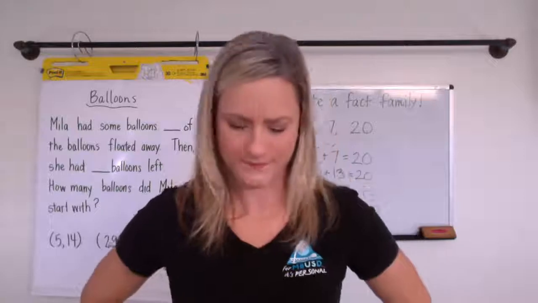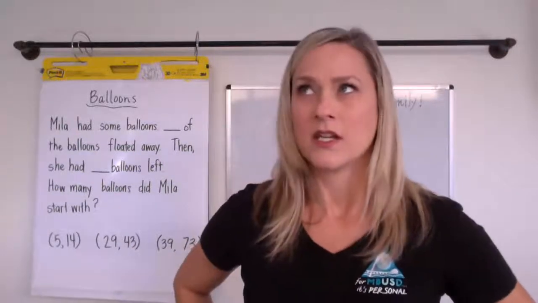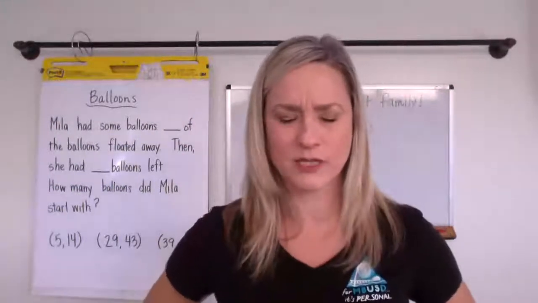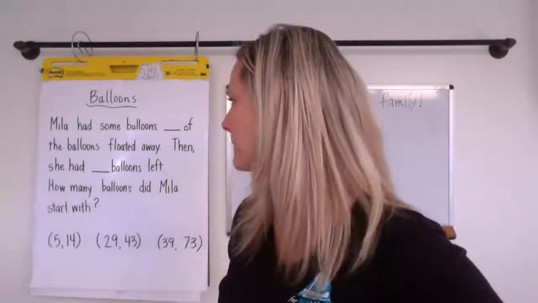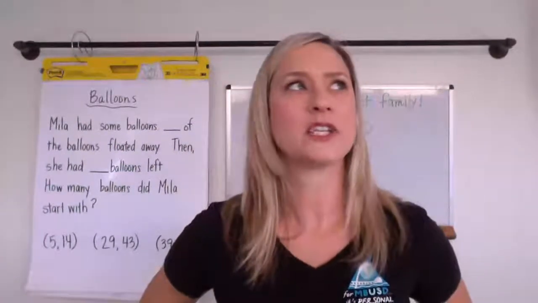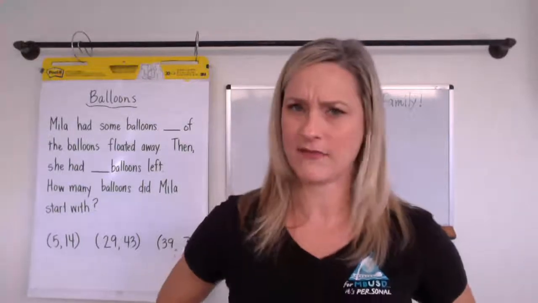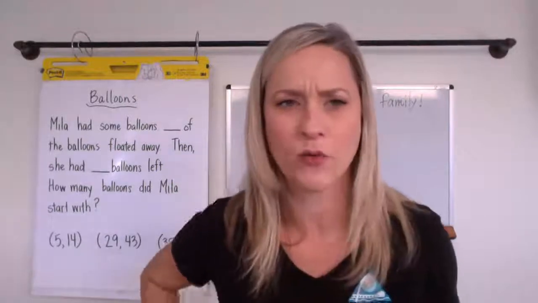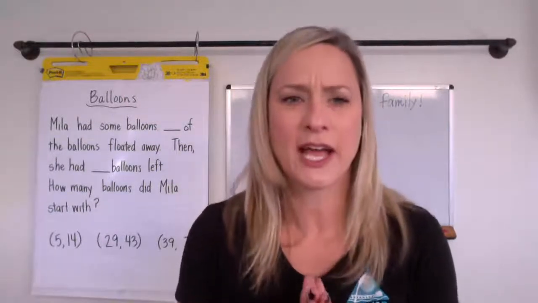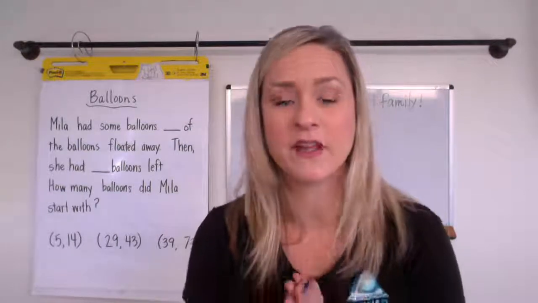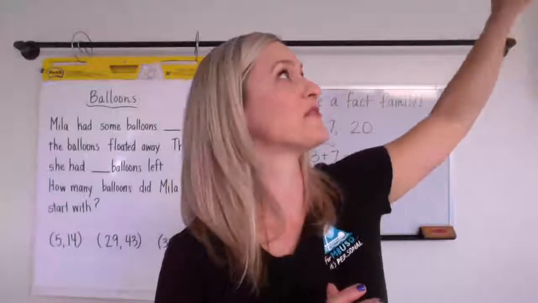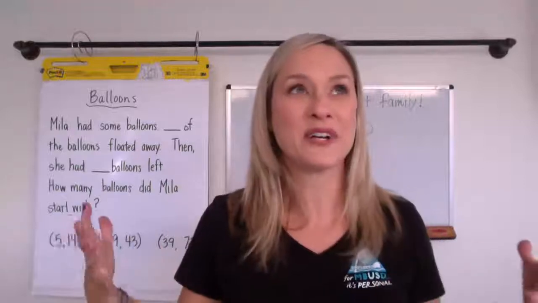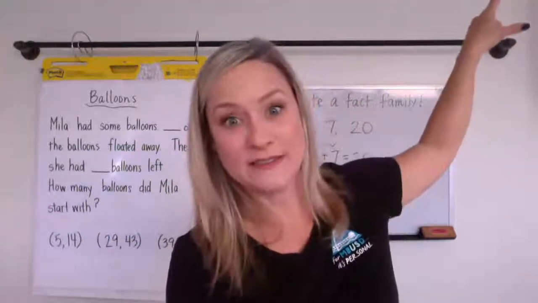Okay, let's think about this. We're looking for her starting number. Is she going to have more than 14 balloons or less than 14 balloons at the beginning? And is she going to have more than 5 balloons or less than 5 balloons at the beginning? So we kind of have a picture as to what Mila's going to have, right? 5 of them floated away, 1, 2, 3, 4, 5, but she's still standing there with her 14 other balloons. And we have to figure out, before those 5 flew in the sky, how many she had in the beginning.